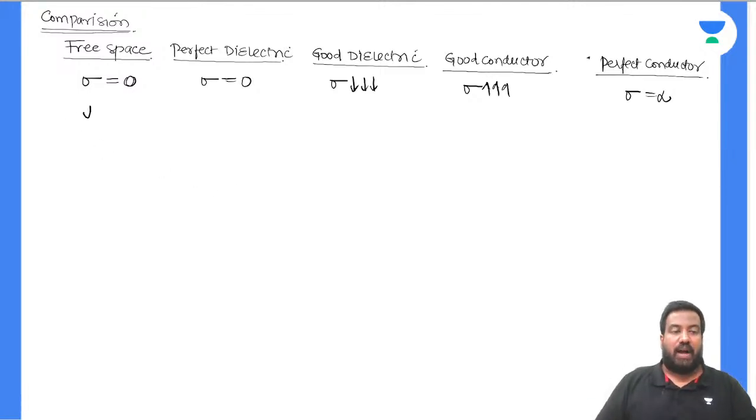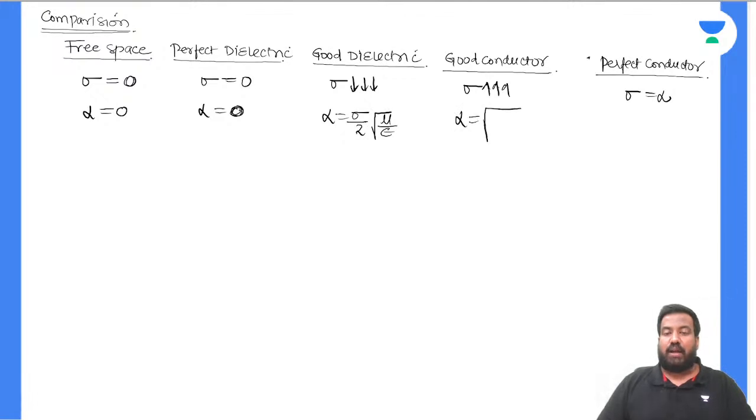Next, alpha: no attenuation in free space, no attenuation in perfect dielectric. In good dielectric, attenuation is very less, alpha is sigma by 2 into under root of mu by epsilon. As sigma is less, alpha is also less. For good conductor, alpha is under root of omega mu sigma by 2. As sigma is high, alpha is also high, indicating that the wave attenuates more in a good conductor.